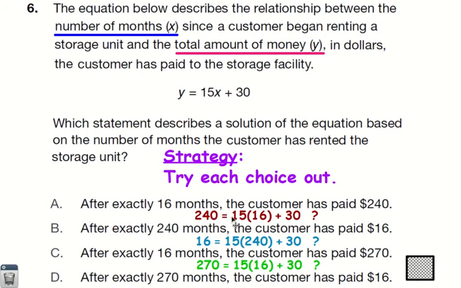Does 240 equal 15 times 16 plus 30? I don't think it does. Or does it? I don't think so. Do you think when you do 15 times 240 and then add 30 it equals 16? Not even close. 15 times 16 plus 30, does that equal 270? I think it does. So that's why it's C, because this pair of values, 16 in there for x, 270 in there for y, made it true. Those numbers fit.